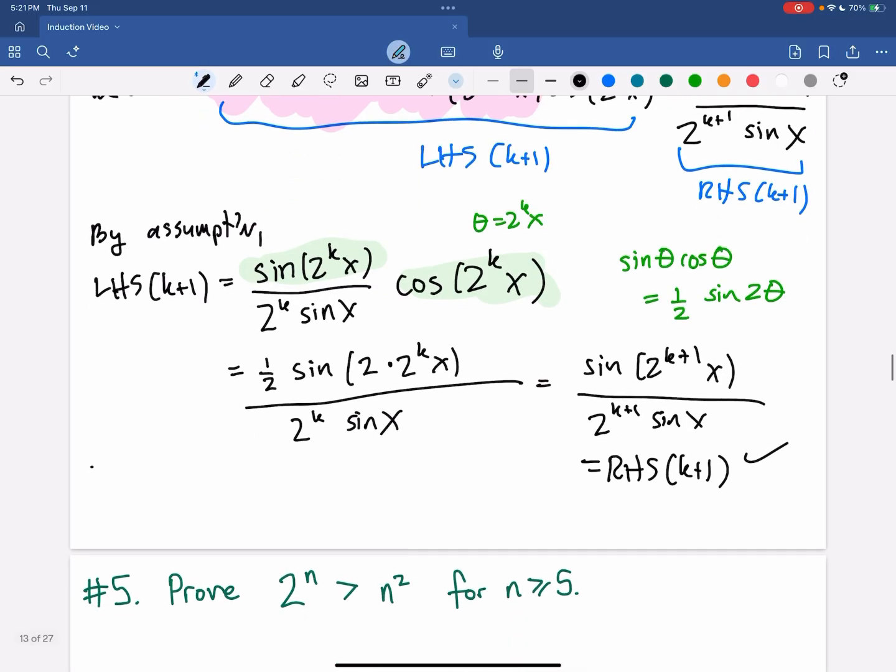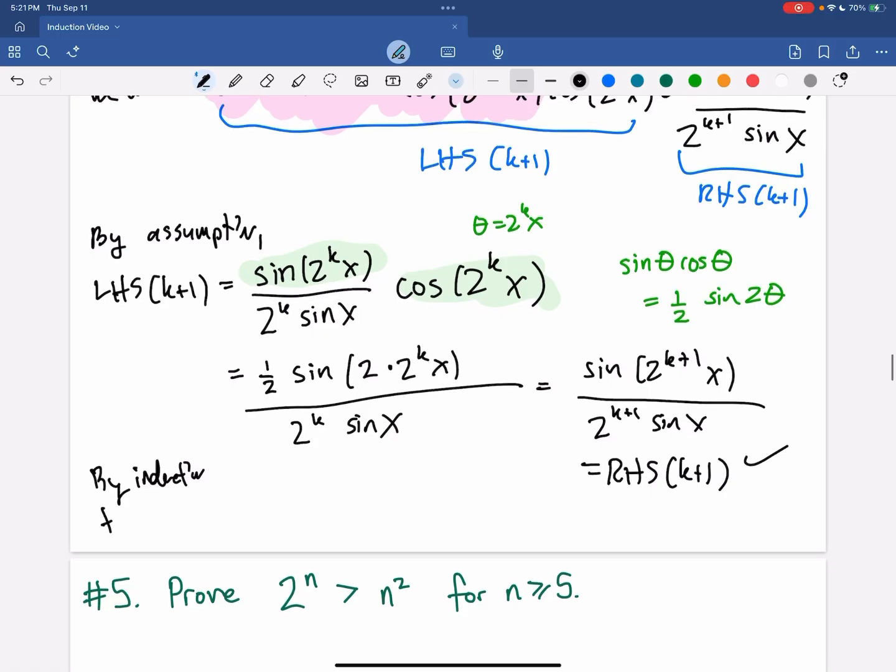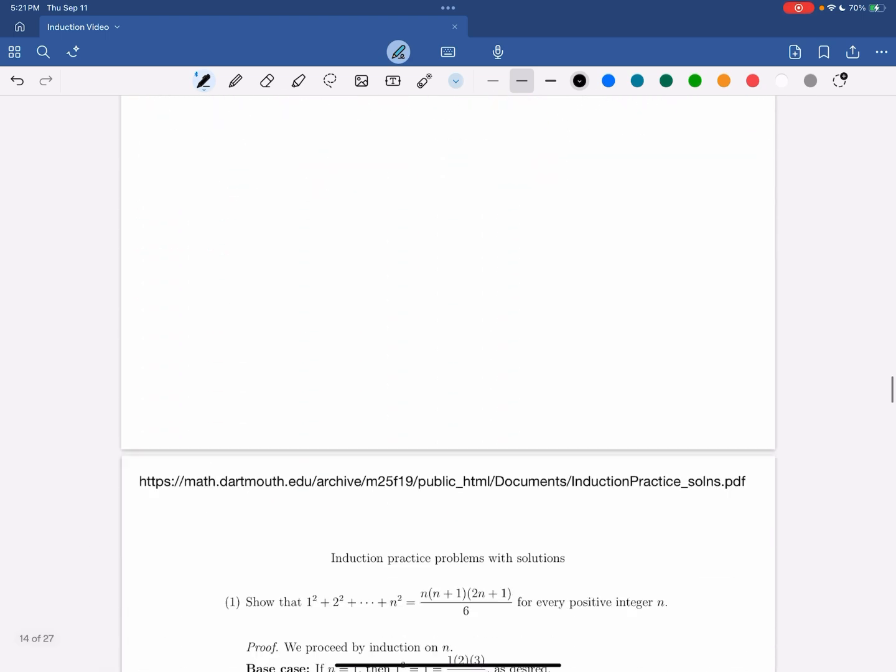By induction, we can say that, oh, I'm not going to write it all out again. I'm sorry, I'm getting tired. I'm going to say by induction, the identity holds for all n greater than or equal to 1. Okay, and then I guess I gave myself one extra problem to do for fun.